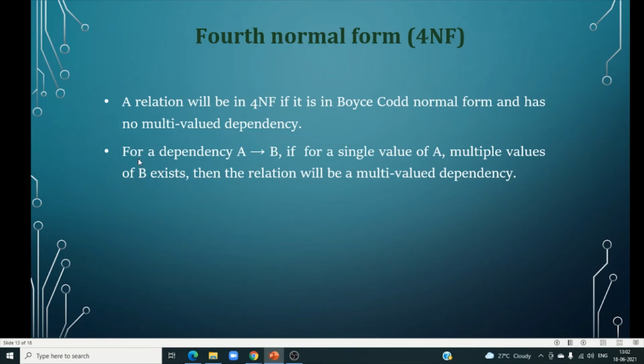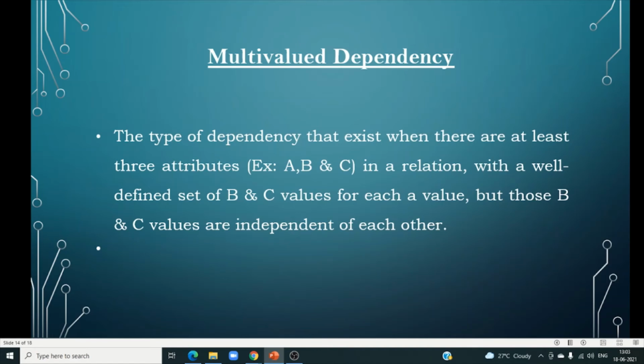For example, for a dependency A to B, if for a single value of A, multiple values of B may exist, then that relation is called a multi-valued dependency. If the table has a multi-valued attribute and there is a dependency between those two attributes, that is called multi-valued. In the previous class we already learned about the different types of dependencies, functional dependencies. In that I also talked about the multi-valued dependency.